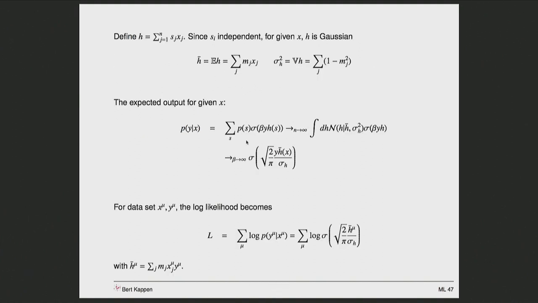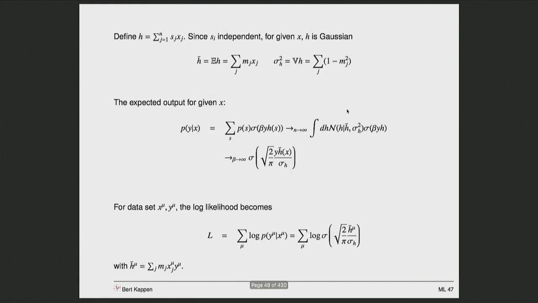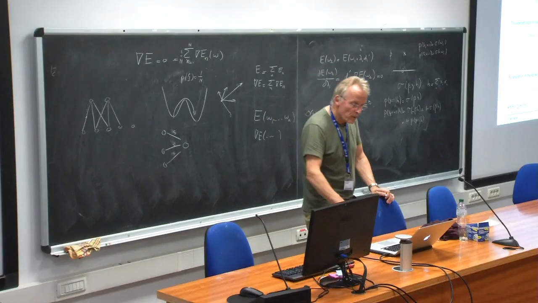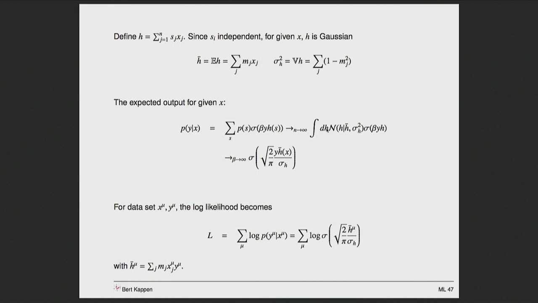So here you see that P of y given x was this sum over S of the probability of S, which is this term, times the input-output relation of a perceptron with given values of the S's. And now this sum over S can be replaced by an integral over H, where we get a Gaussian variable in H, which has a mean and a variance given by this, and this function is now the same. And so we can forget about the whole S dependence, because we only have to integrate over H, which is a one-dimensional continuous variable.